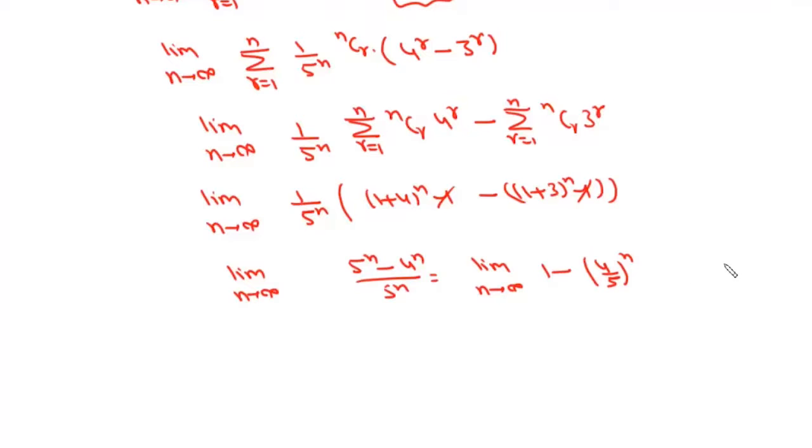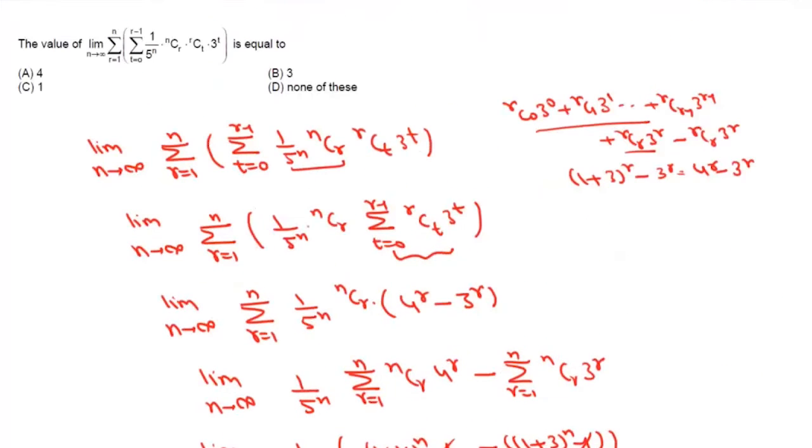Now this 4 by 5 is less than 1, and if a is less than 1, then a to the power infinity is simply 0. So the value of (4/5)^n is 0. So the answer to this limit is simply 1, and that's your option C.